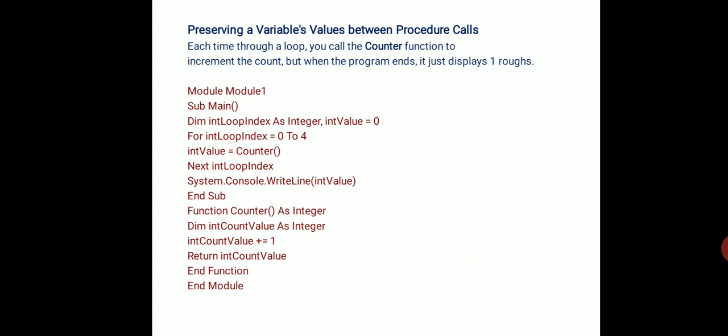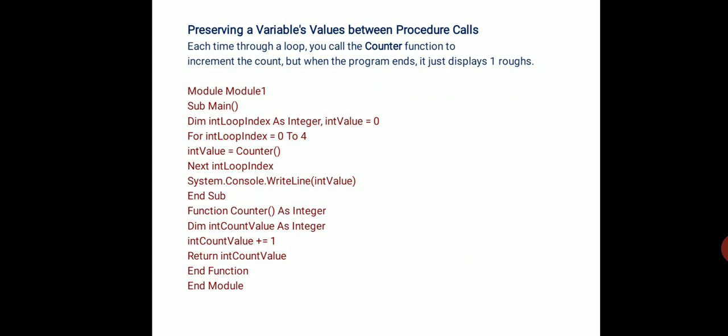But actually the output should be 5, because 0 to 4 means the Counter function is called 5 times, so intCountValue will be incremented 5 times and intValue should be 5. But when you run this program, you will get the output 1. It will display the output 1. So what is the problem here?